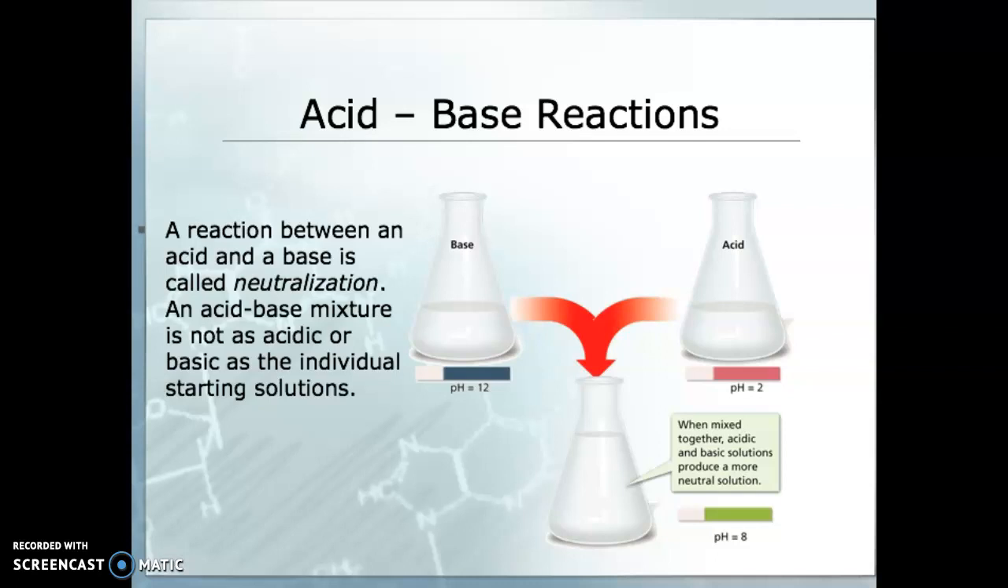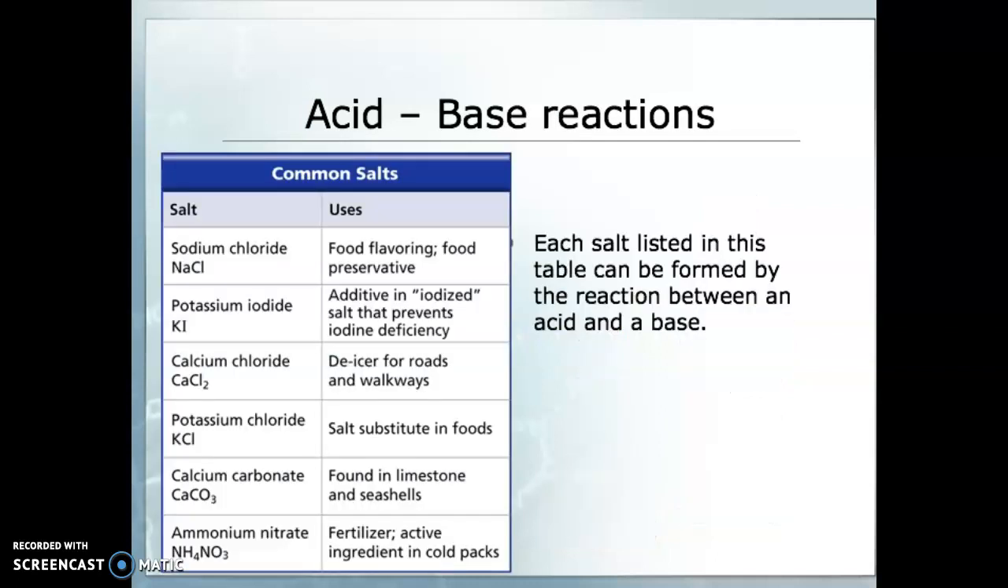So whenever you have an acid-base reaction, it's called neutralization. And that means you're just neutralizing the properties of the base and the acid. So here are some examples of acid-base reactions in the list of salts. So you have sodium chloride, potassium iodide, calcium chloride, potassium chloride, calcium carbonate, and ammonium nitrate. I'm not going to ask you to remember all of these things, but you just need to know that there are different types of salts because of the compounds that they're made with.